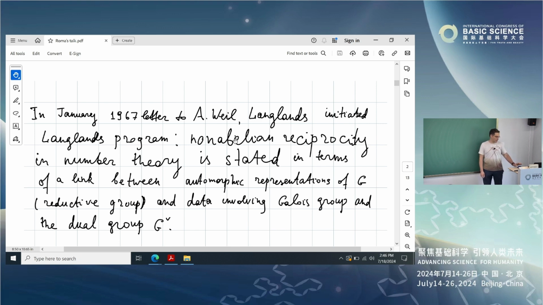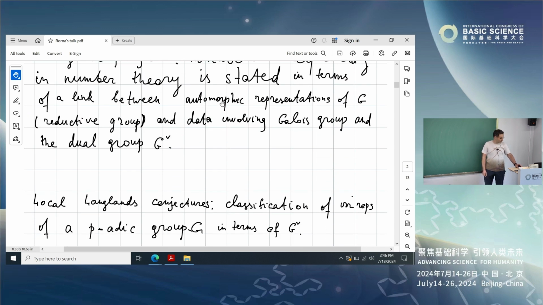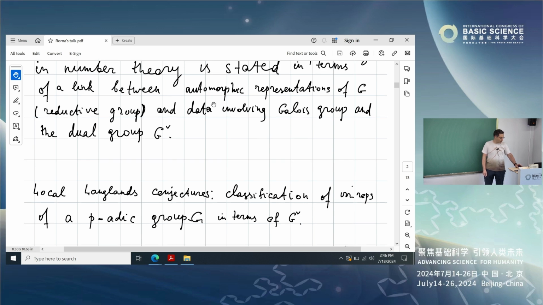more precisely as a link between two sides, where on one side you have automorphic representations of a reductive group, and on the other hand we have data involving the Galois group and the so-called Langlands dual group, the group whose root data is dual to that of G. In particular, for today's talk, I will focus on the local Langlands conjectures, which is just the classification of irreducible representations of a p-adic group. The classification is given in terms of their dual group.